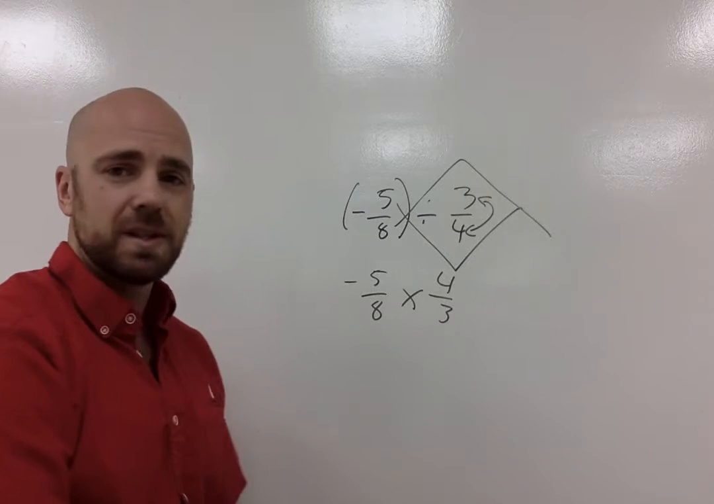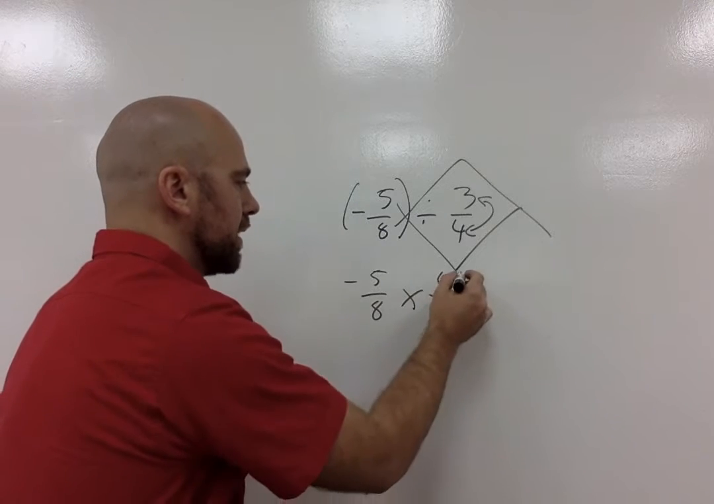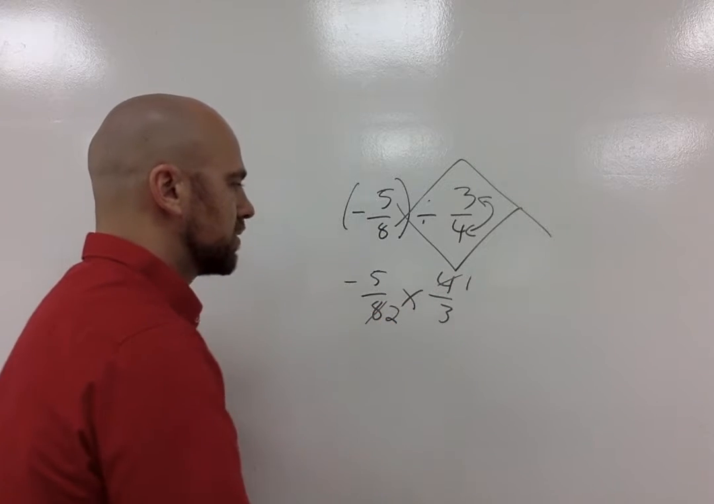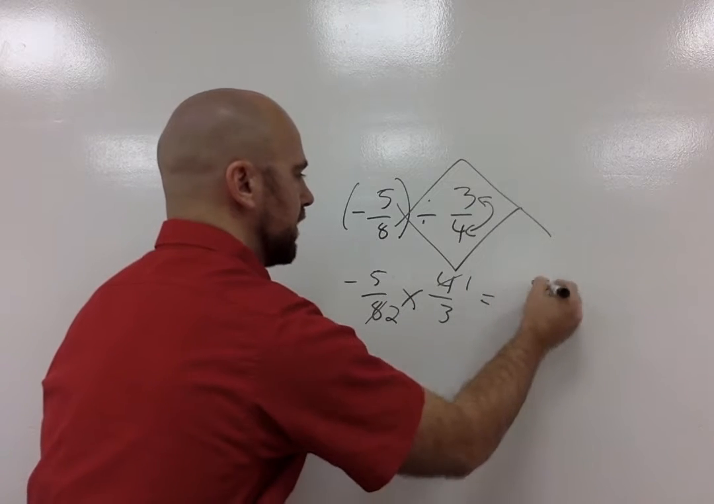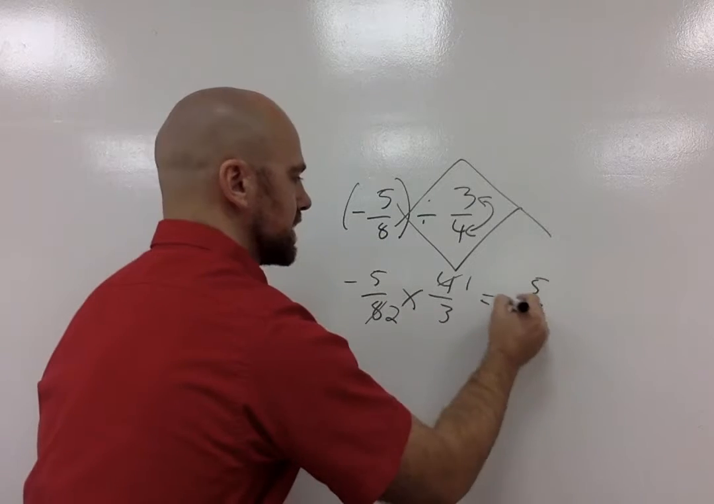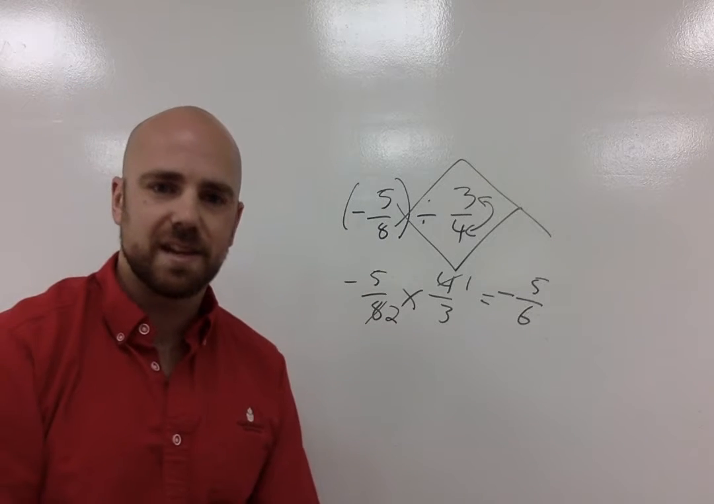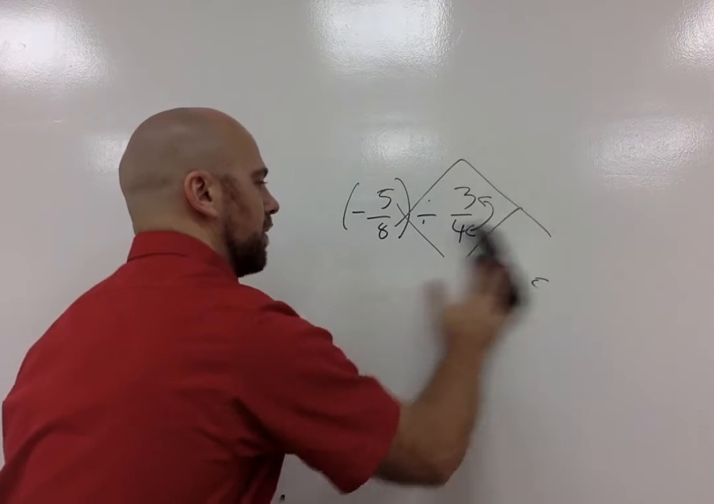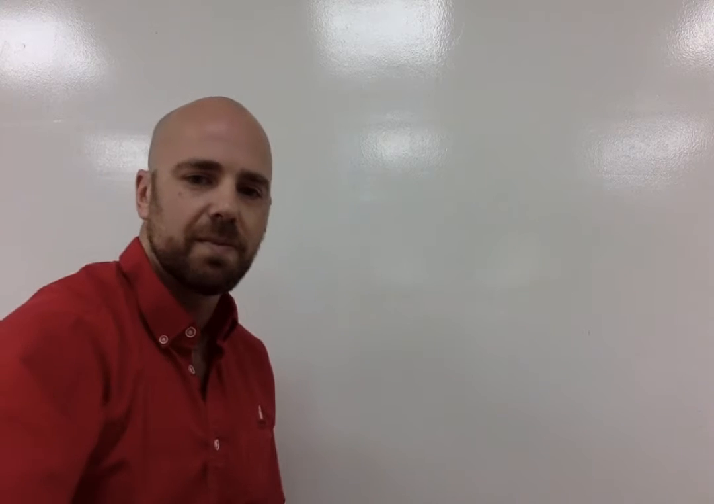The reason I like to do it this way is because then I can actually reduce the fraction as much as I want. So this one, I can reduce them both by 4, so I've got 1 and 2, and then I just multiply across. So 5 times 1 is 5, 3 times 2 is 6, and I have my negative, because my negative stays there. All right, so that's the first example that I want to go over. And that's a refresher from last year.